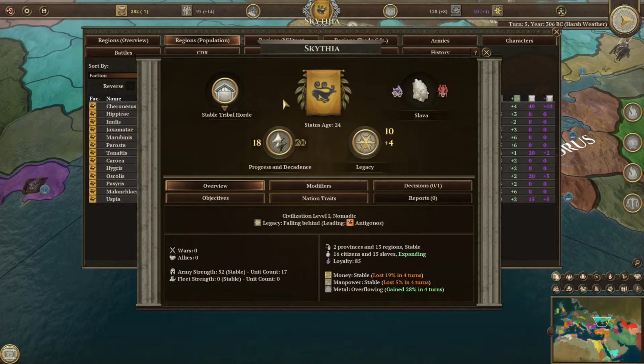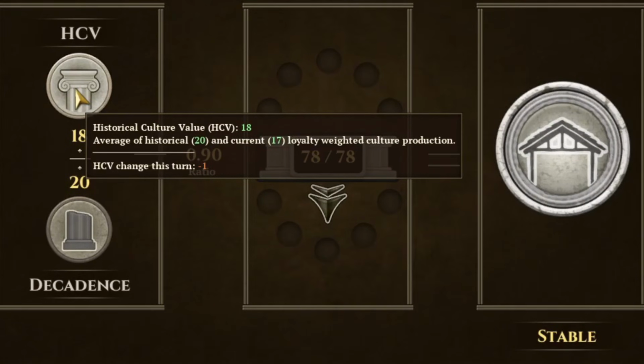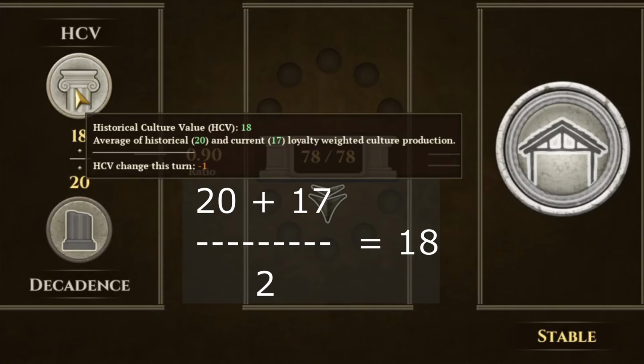So then if we go here, you can see that our current loyalty weighted culture is 17. That's why loyalty is very important, especially later in the game. If you have 50 loyalty in each region, you lose half of your culture production. But early game it is less visible. The first number, so 20, is the average of our loyalty weighted culture across the last 25 rounds. So then we have the average of 20 and 17, which is 18. And that's why the 18 is calculated.